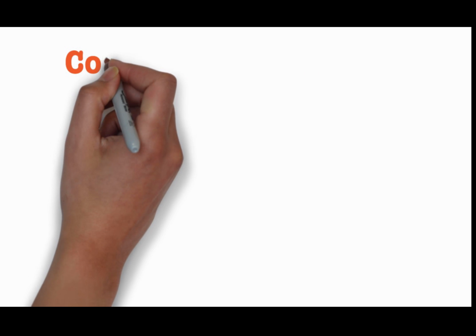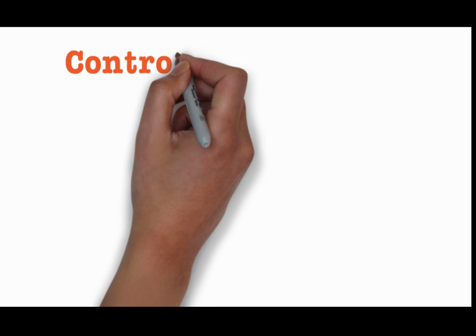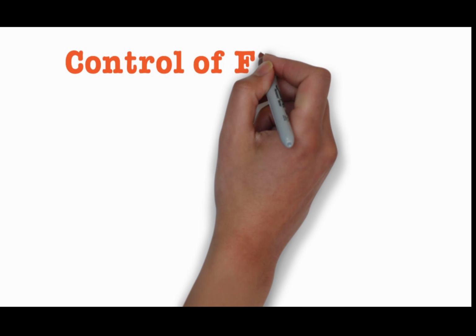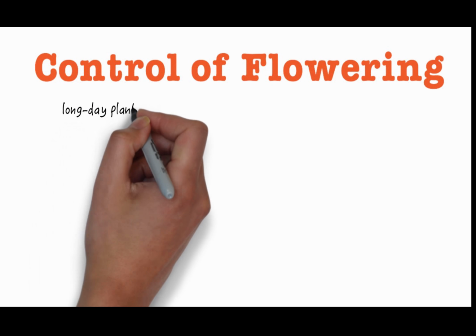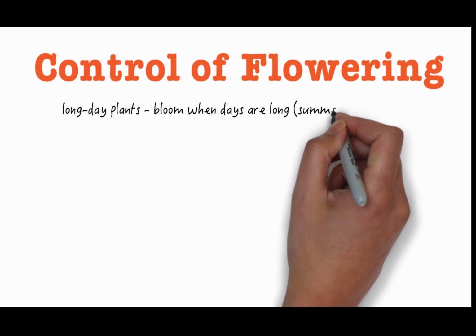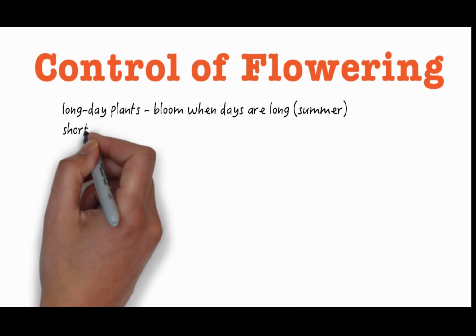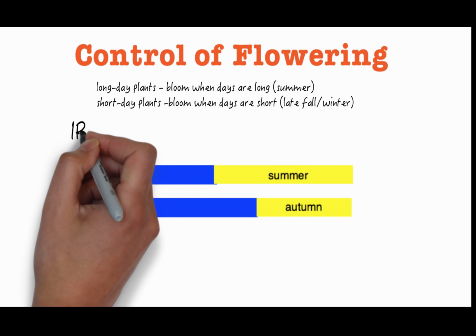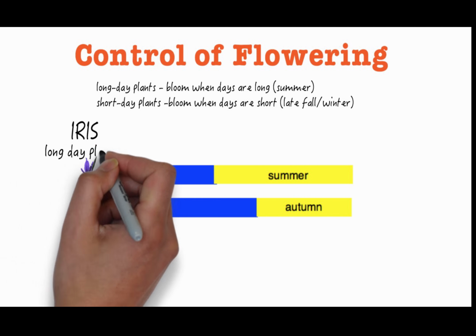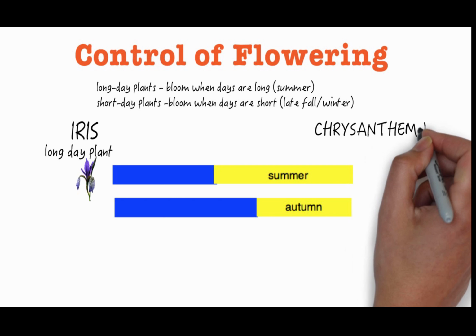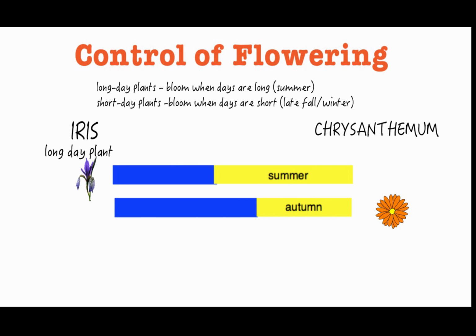Have you ever wondered why plants only flower at certain times of the year? The purpose of flowering is to allow pollination, fertilization, and seed dispersal. Since flowers should only bloom when a suitable pollinator is abundant, these species will show seasonal population shifts. Long day plants bloom in the late spring and summer when the days are longer, while short day plants bloom in the late fall and winter when the days are shorter. Let's take a look at two different plants, the iris and the chrysanthemum. The iris is a long day plant since it flowers in the summer, but not in the fall. The chrysanthemum flowers in the fall but not the summer. It's a short day plant.